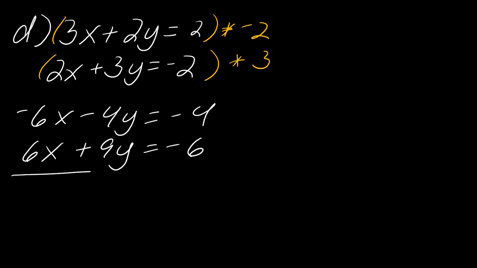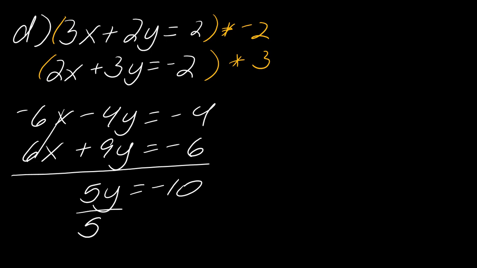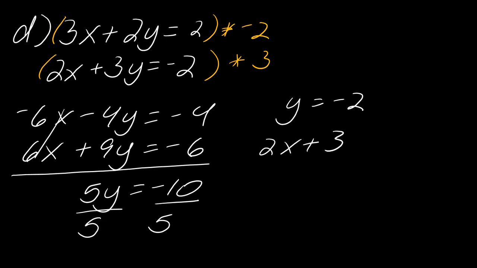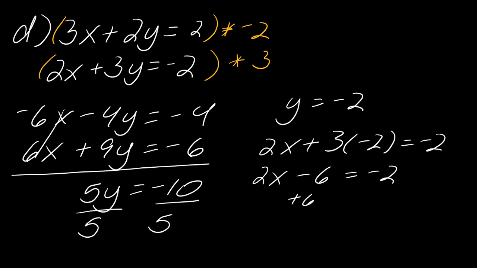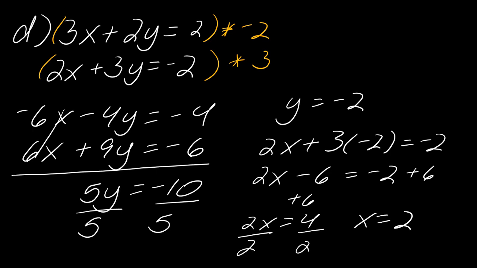Okay, so now I'm going to add these straight down, and my x's drop out, and I'm left with 5y equals -10. So if I divide both sides by 5, I will get y equals -2, and then I can go ahead and solve for x. So this becomes 2x plus 3 times -2 equals -2. So this becomes 2x minus 6 equals -2. Add the 6 to both sides to get 2x equals 4, and divide both sides by 2 to get x equals 2. So my solution in this case is (2, -2).